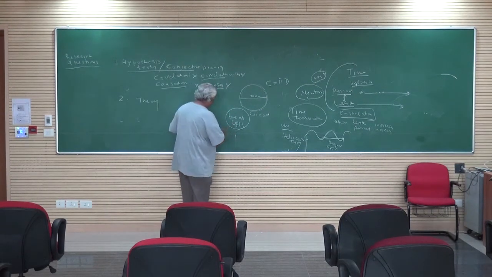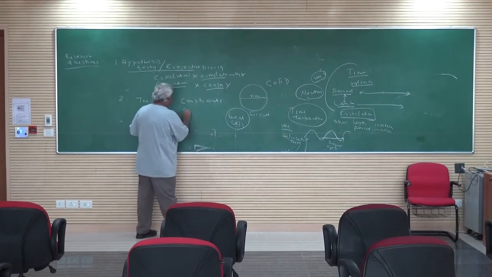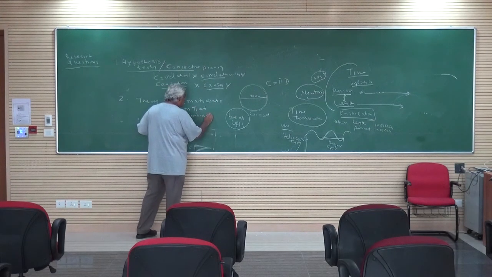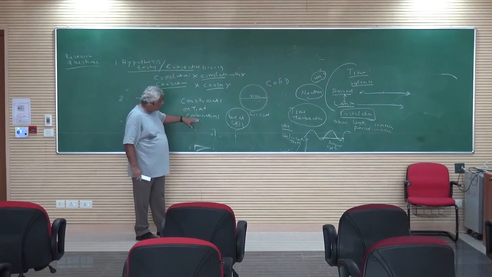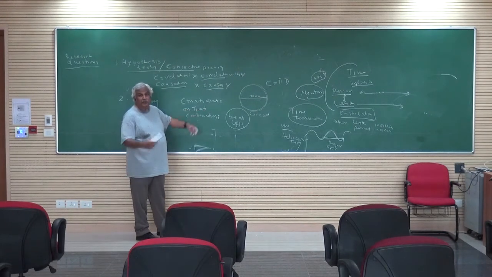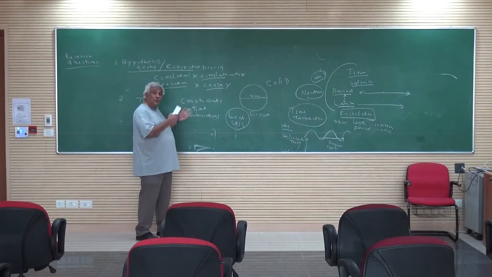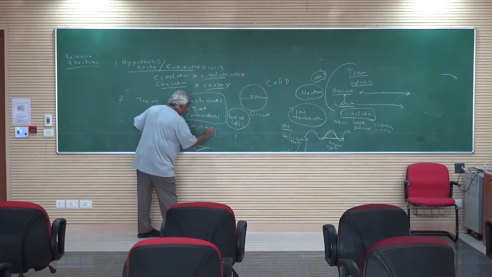Let me write that down. Constraints on trait combinations. Strictly speaking, I should be saying constraints on the combinations of trait values. What are the ways in which different values can be combined? And certain combinations are not possible, certain other combinations are possible, certain combinations are more probable than the others. So we are talking about constraints on trait space.